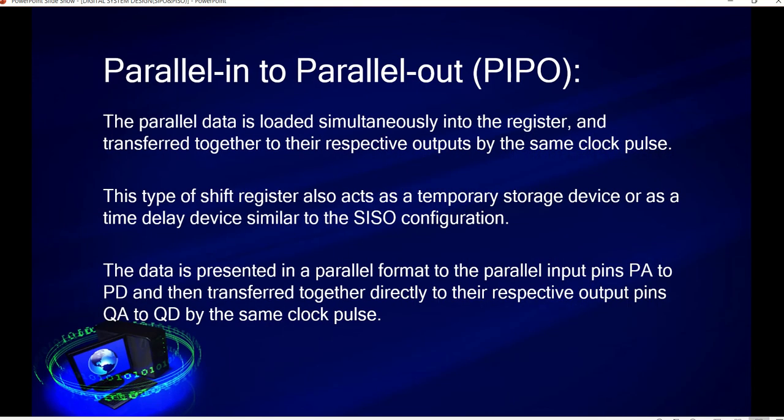Let's move on to parallel in, parallel out. Parallel data is loaded simultaneously into the register and transferred together to their respective outputs by the same clock pulse. This type of shift register also acts as a temporary storage device or a time delay device similar to the SISO configuration, that is nothing but serial in, serial out configuration. Data is presented in the parallel format to the parallel input pins PA to PD and then transferred directly to the respective output pins QA to QD by the same clock pulses.